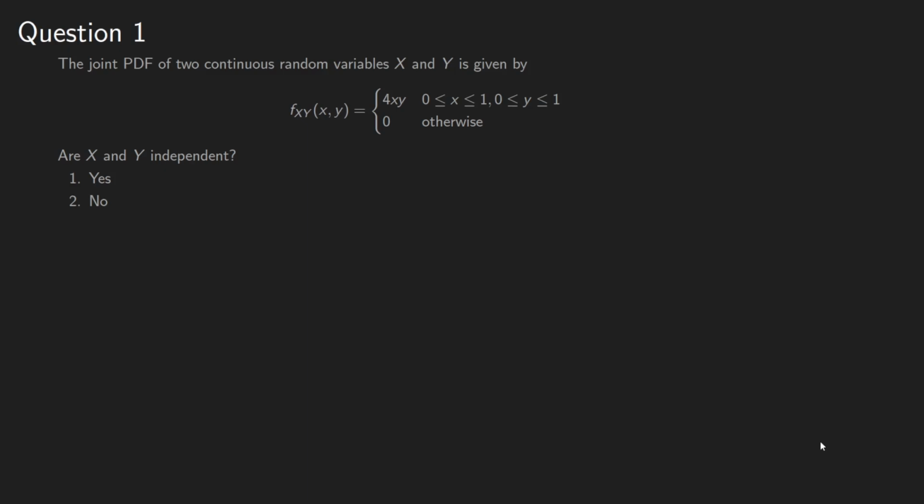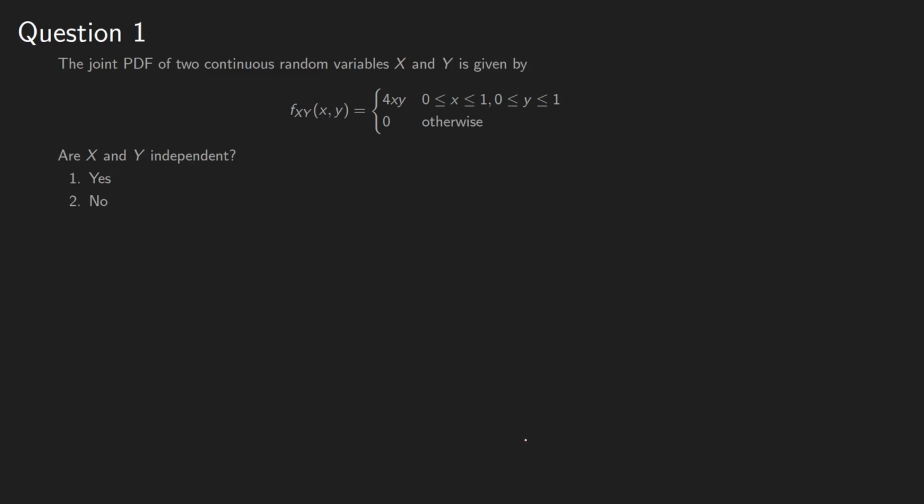Coming to the first question, the joint PDF of two continuous random variables x and y is given. f(x,y) is given as 4xy when x is in the range 0 to 1 and y is in the range 0 to 1. And we have been asked whether x and y are independent.